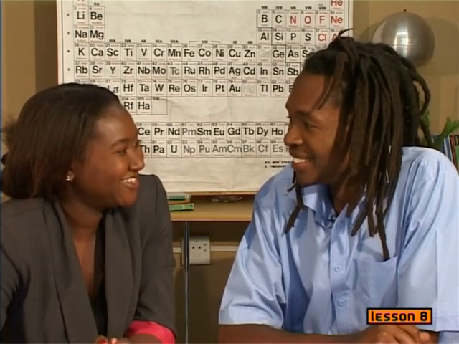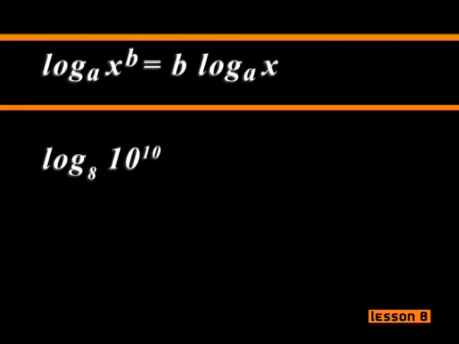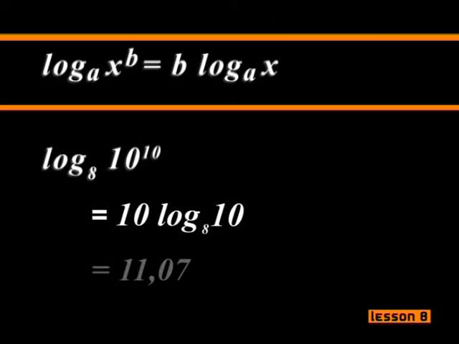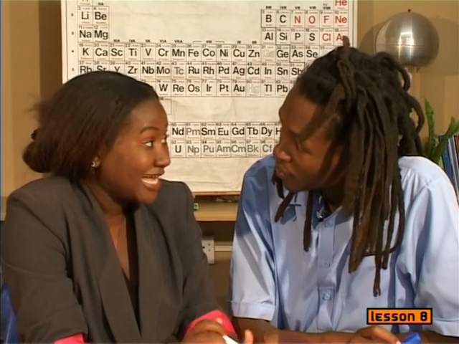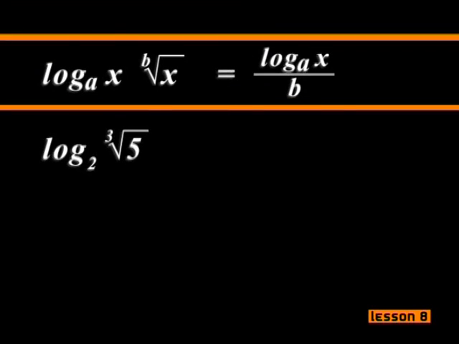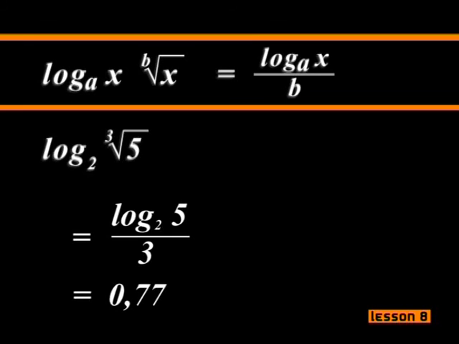Good, Deborah. Law 5 says that if the number is raised to a power, you can move the power to the front of the log and multiply. So I move the 10 to the front and multiply by the log. Now, the last law. Apply this law in this expression. If I apply the law, I get log base 2 of 5 all divided by 3.